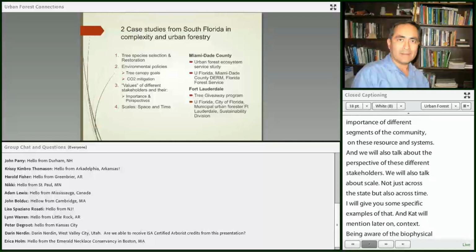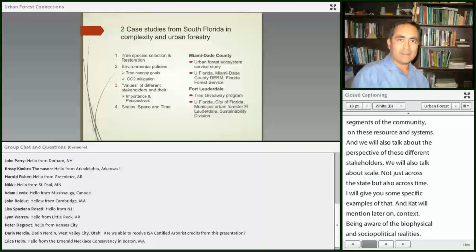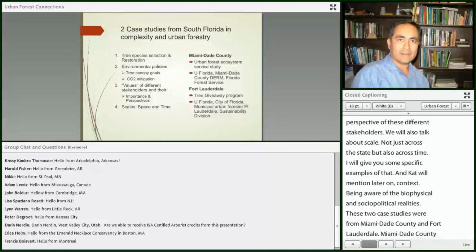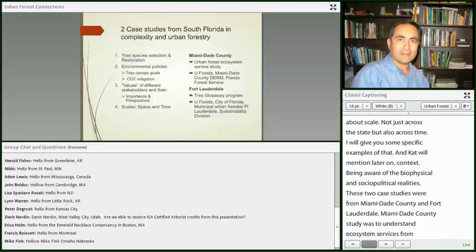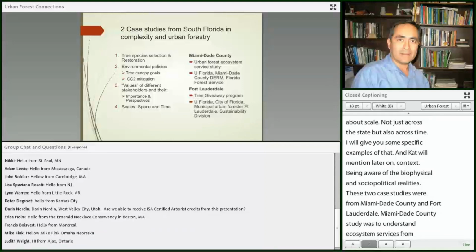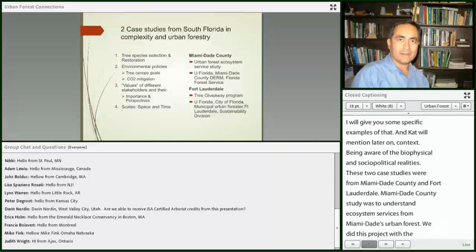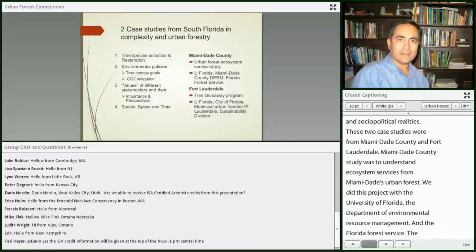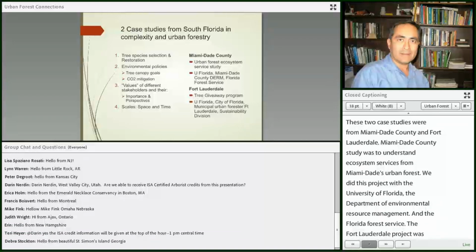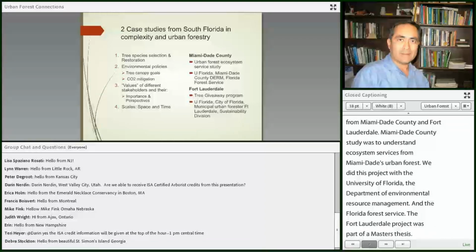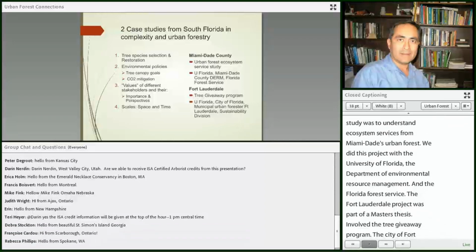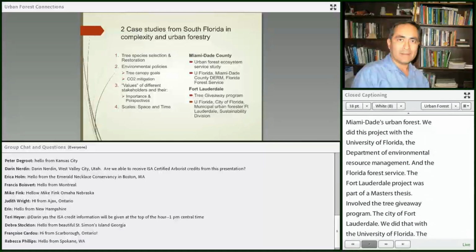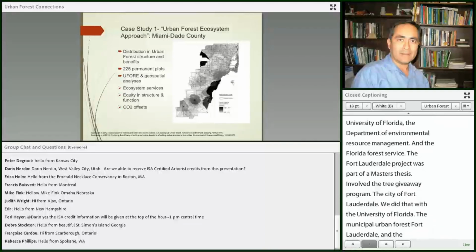So these two case studies were from Miami-Dade County and Fort Lauderdale. The Miami-Dade County study was to understand ecosystem services from Miami-Dade's urban forest. And we did this project with the University of Florida, the Department of Environmental Resource Management, and the Florida Forest Service. The Fort Lauderdale project was part of a master's thesis involving the tree giveaway program for the city of Fort Lauderdale. And we did that with the University of Florida, the then Municipal Urban Forester for Fort Lauderdale, and the Sustainability Division. So let me get into a little bit of detail on these two case studies.